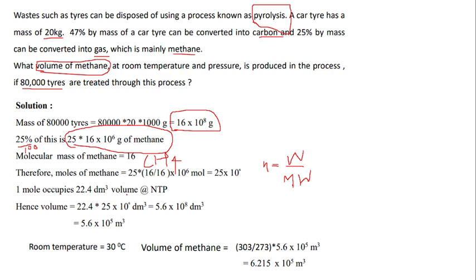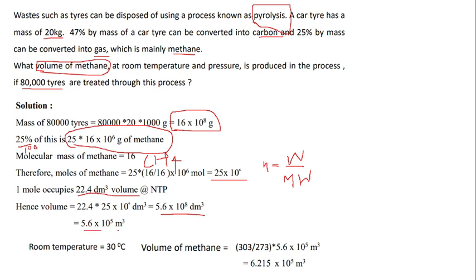Now, at the standard temperature and pressure condition, 1 mole of methane occupies this much volume, that is nothing but 22.4 dm cube. So 22.4 dm cube is produced for 1 mole. For 25 into 10 power 6 moles, just multiply it. You will obtain 5.6 into 10 power 8 dm cube. Now the unit conversion happens.